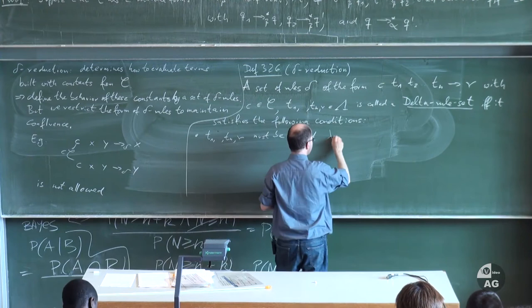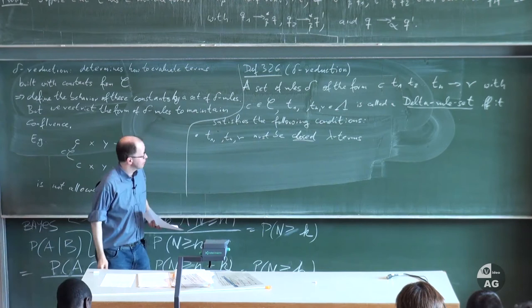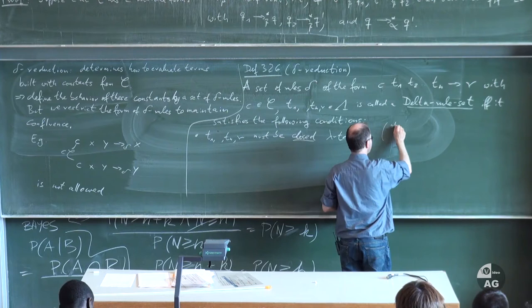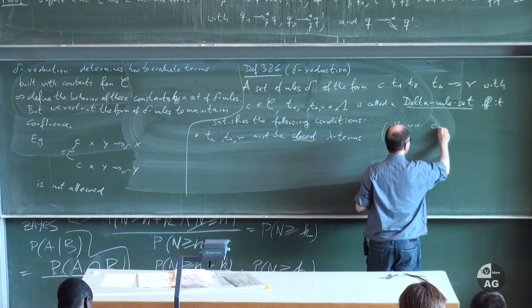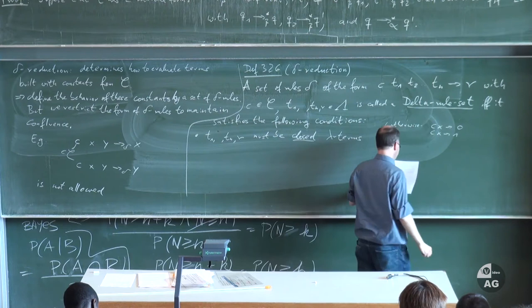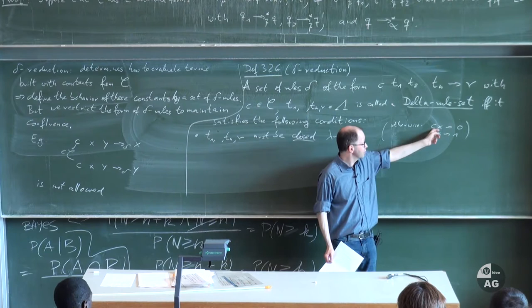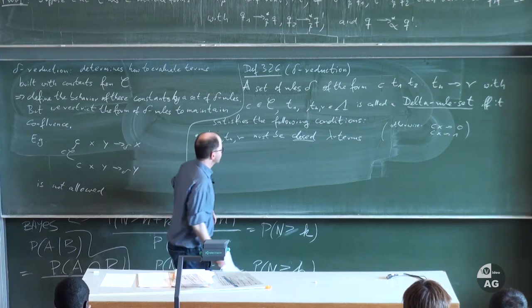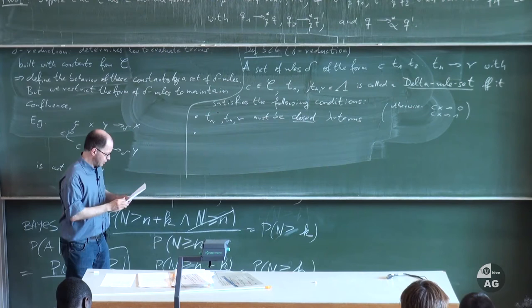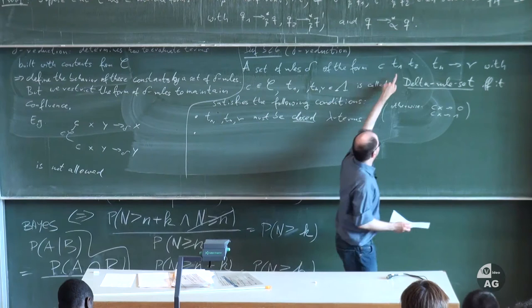Now, why is this required? Otherwise, we could, for example, have things like Cx goes to 0 and Cx goes to 1. That's, of course, already pretty bad, because we could now apply this to any term starting with C, and we could reduce this to both 0 and 1, and this would destroy confluence. So this is not allowed. But this is not enough to guarantee confluence. Moreover, we require that these terms on the left-hand side, T1 to Tn, must be in beta normal form.